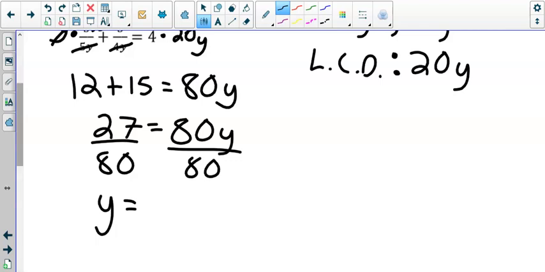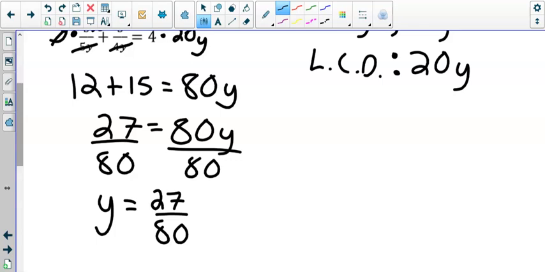It can't? So then that's our answer. Really ugly, but nevertheless, that's our answer: 27 over 80. But we're not done. This is actually our possible answer.